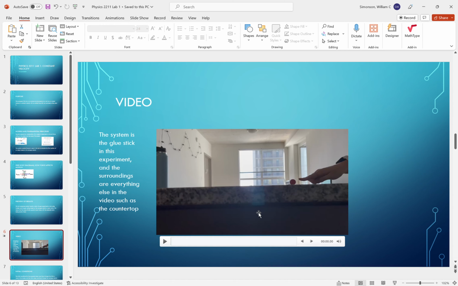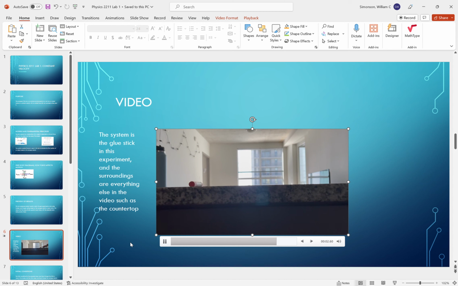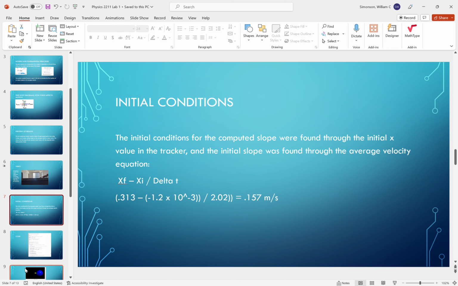This video shows the glue stick, which is the system in this lab, and the surroundings, which is the countertop in the room and the air around it. It moves to the left here, which is the positive x direction in this experiment.